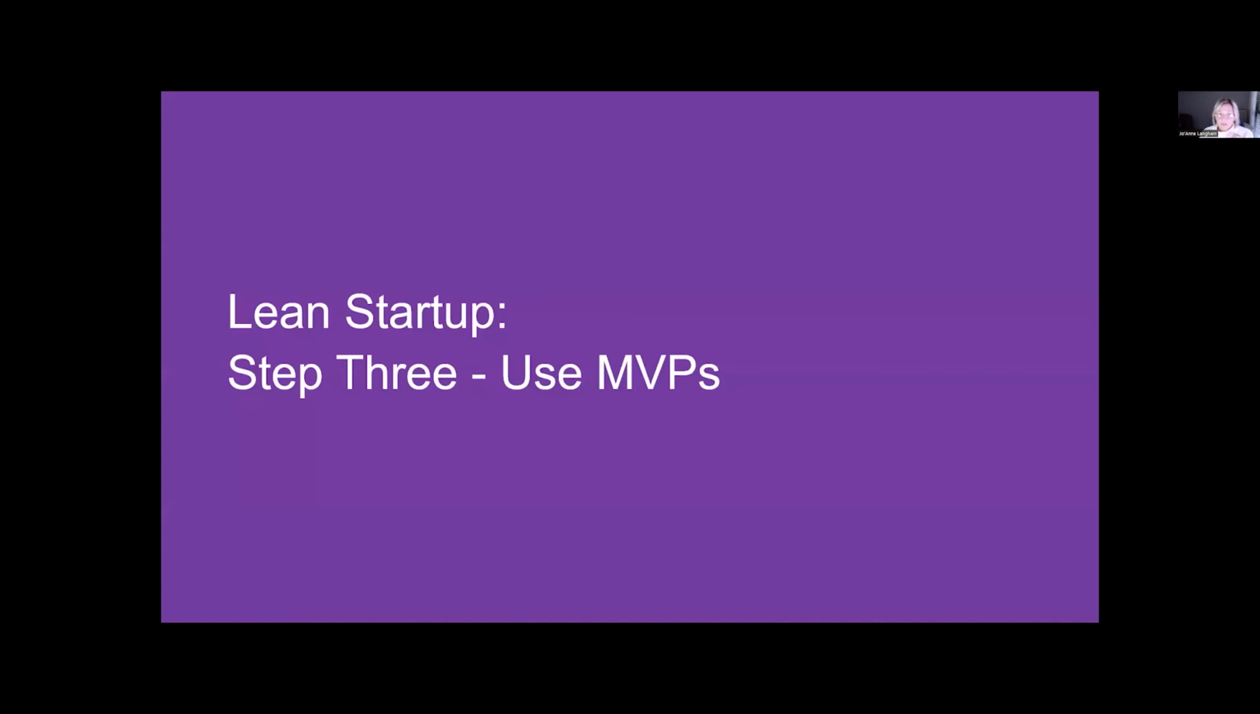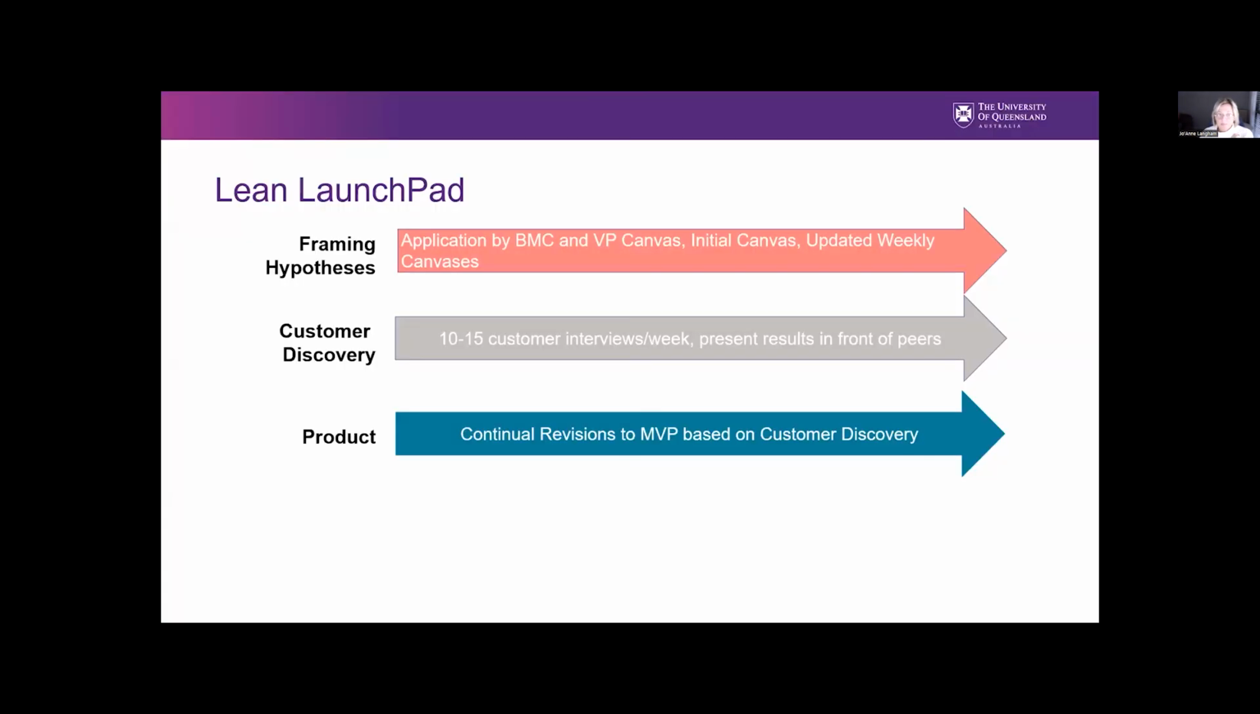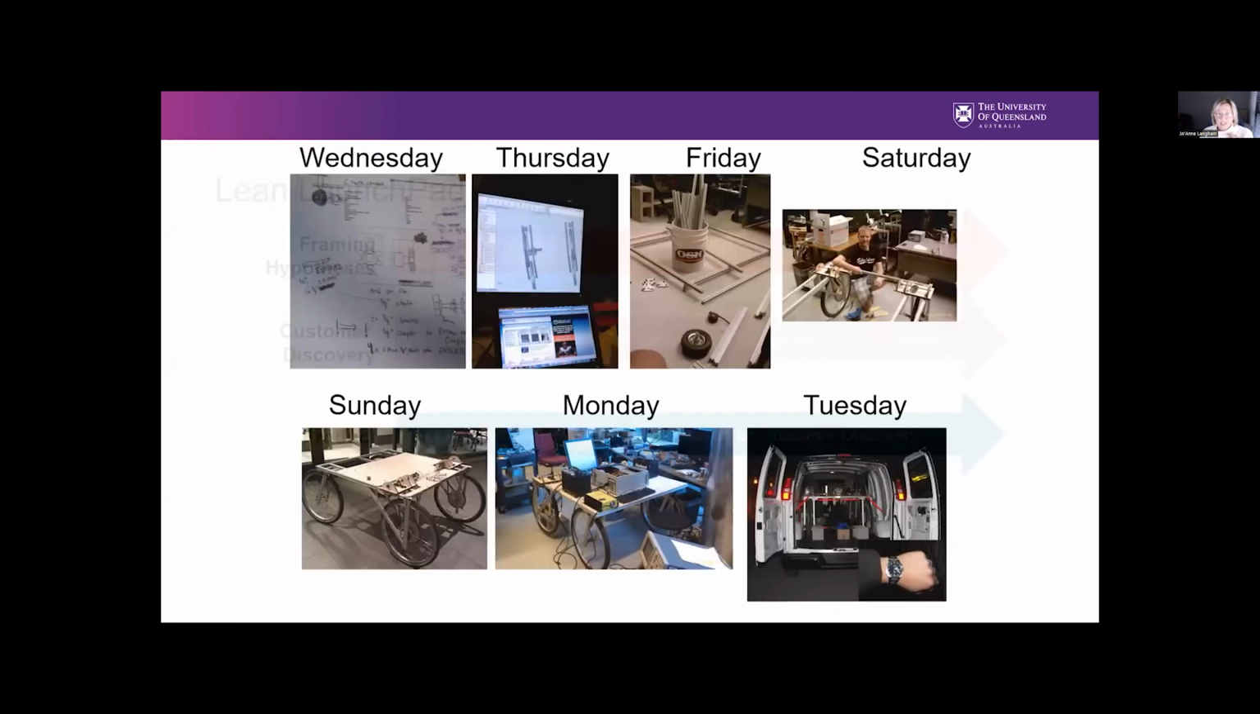So step 3, use MVPs. The next step is ensure that you have continual revisions to the MVP based on customer discovery. Here's an example of one of the startups in the Lean Launchpad program. We can see here that over a week, they were able to very quickly put together a very rough prototype, but a prototype that would work in place.